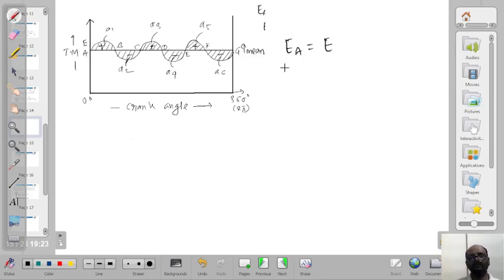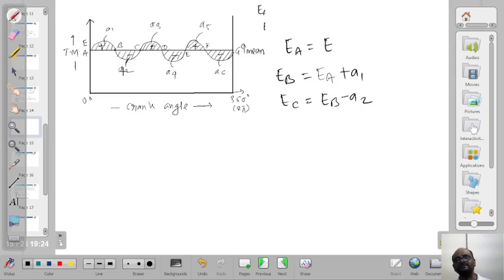Energy at E. Now I will calculate the energy at B. Once I move, this is my point B here. At point B, Eb is equal to Ea, whatever the energy at A, plus this area, plus A1. Okay, and again I will move on to the point C. At point C I will get the energy at B minus A2, because here I have lack of energy, right?